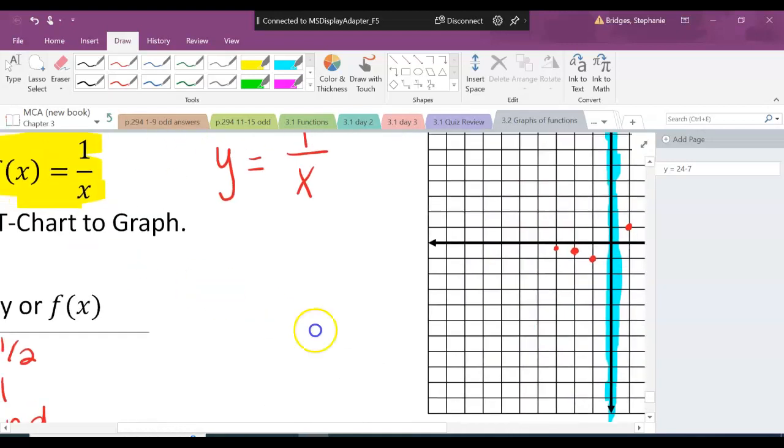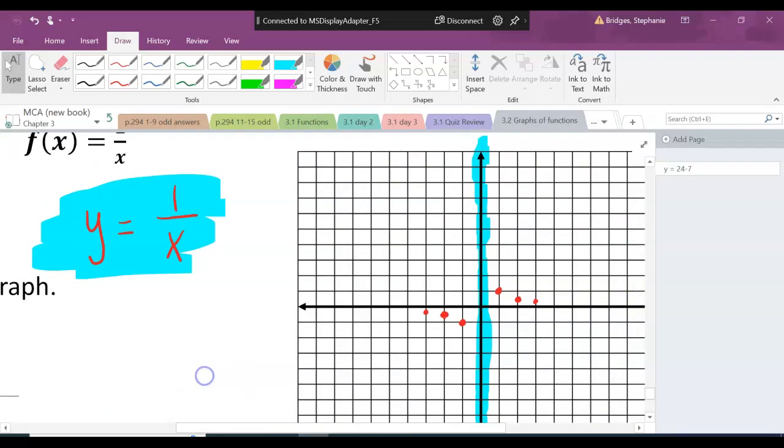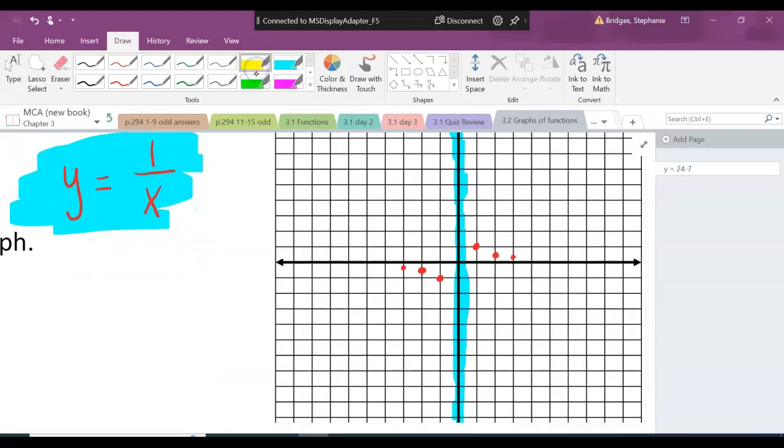Let me ask you a question. Let's go back to our function. I'm looking at this one right here. Is there any number that I can plug in for x that will result in 0 for y? Is 1 divided by anything equal to 0? No, right? So not only can we not touch the x-axis, guess what else we can't touch? You can't touch, I said those backwards. Not only can we not touch the y-axis, we can't touch the x-axis either.